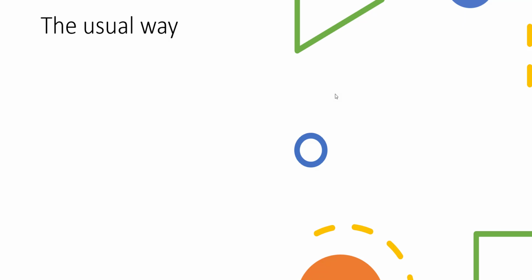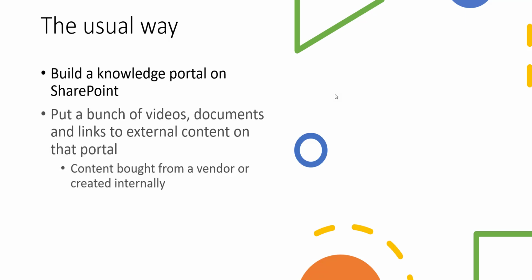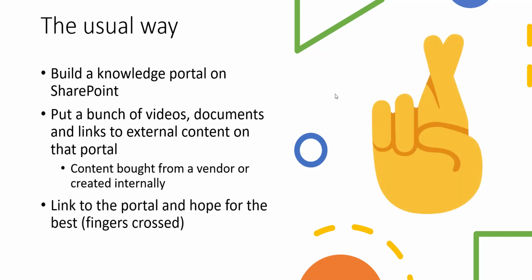Now, the usual way, we start by building a knowledge portal on SharePoint usually, put a bunch of videos, documents, links to external content on the portal, and then some of the content could be homegrown or others could be bought in from a vendor. You put it all there and then you link to that portal and you hope for the best, right? Fingers crossed that people will come because you've built it and they will get trained. That's the usual way of doing things.